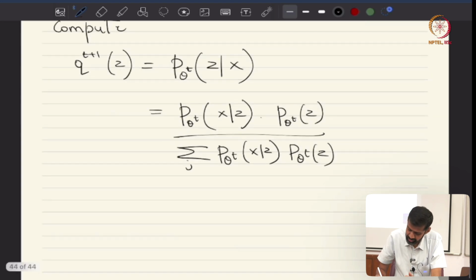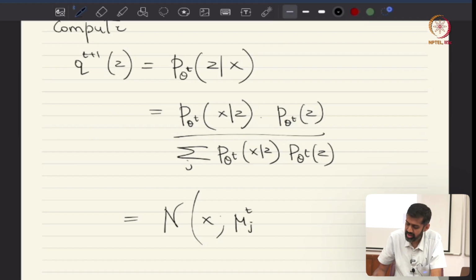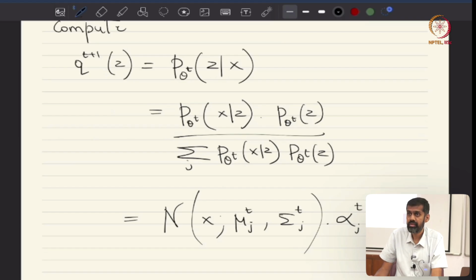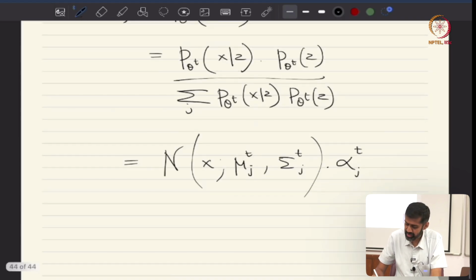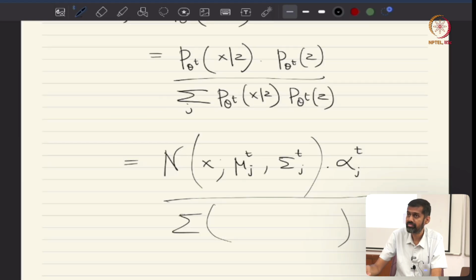Okay. Do we know all these distributions? What is p theta t of x given z? That is a normal distribution, right, computed at mu t j, correct, and this is times alpha, right, and divided by that entire thing. Now you take that and sum the same term over j.